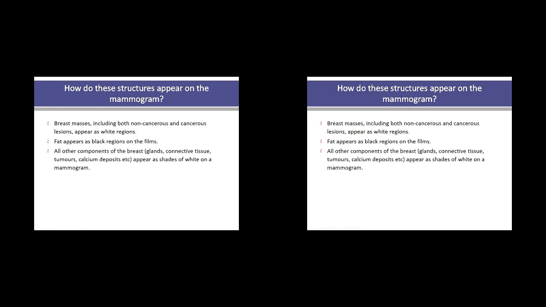How do these structures appear on the mammogram? Well, you can probably work it out based on their density. Breast masses, including both non-cancerous and cancerous lesions, appear as white regions. Fat obviously appears as black, it's far less attenuating. And then all other components of the breast, the glands, the connective tissue, tumours, calcium deposits, will appear as various shades of grey to white on the mammogram.